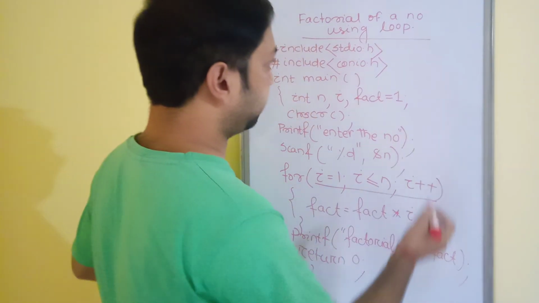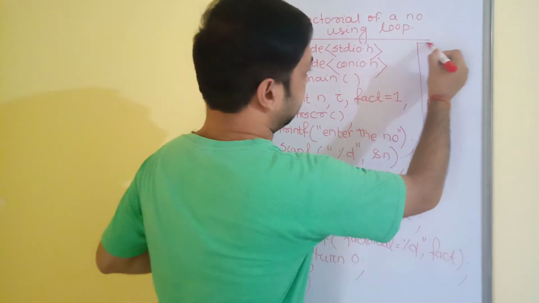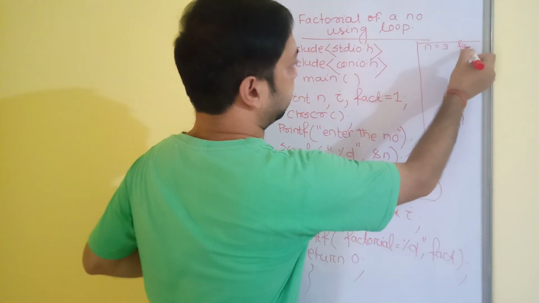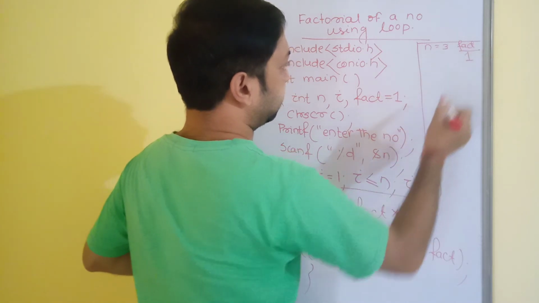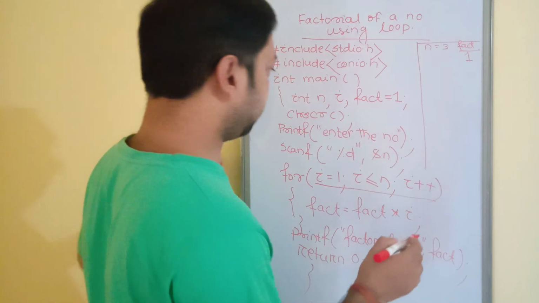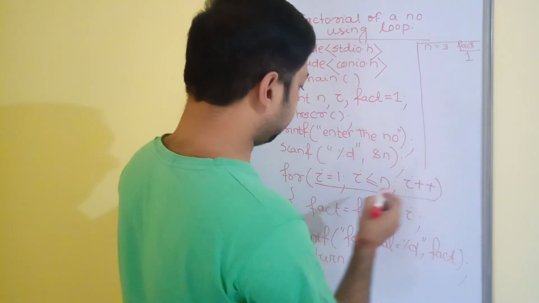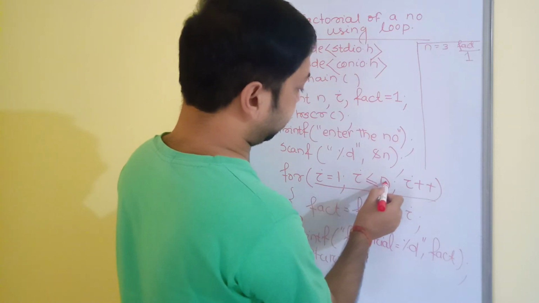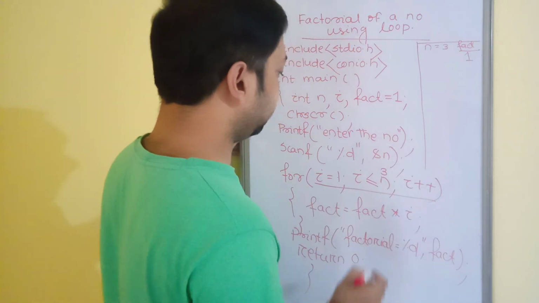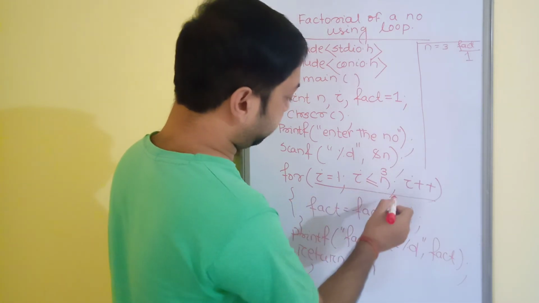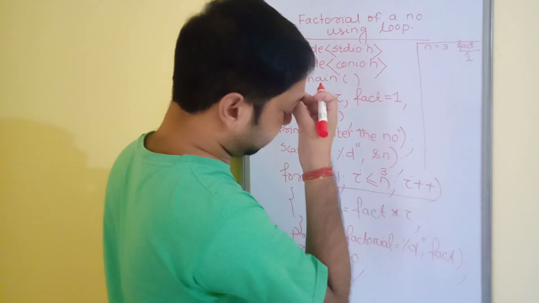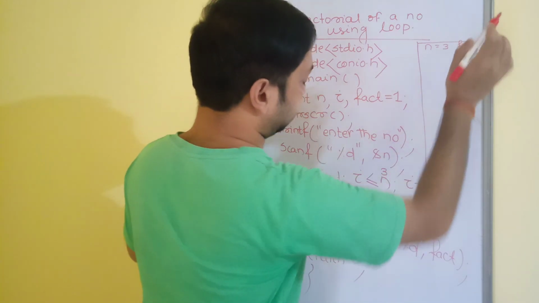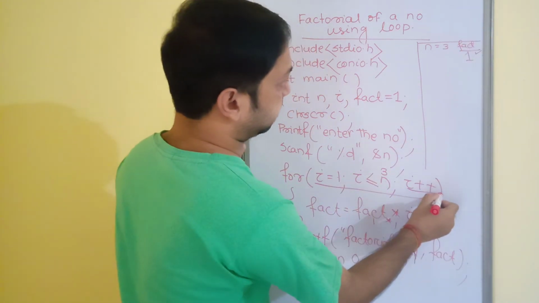So let us take a simple example so that we can understand. Let n equal to 3. And initially we know that fact equal to 1. So now see, if n equal to 3, what will the loop do here? The loop will repeat. First, i value is 1. Now i less than or equal to n, and n value is 3. So 1 less than or equal to 3 is true. Then fact = fact * i. Fact value is initially 1, this is into 1, so that remains the same, 1.